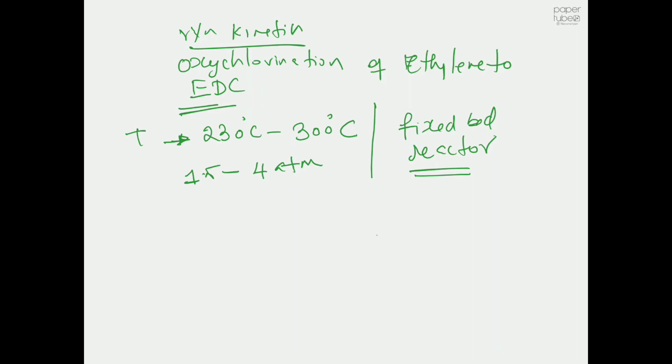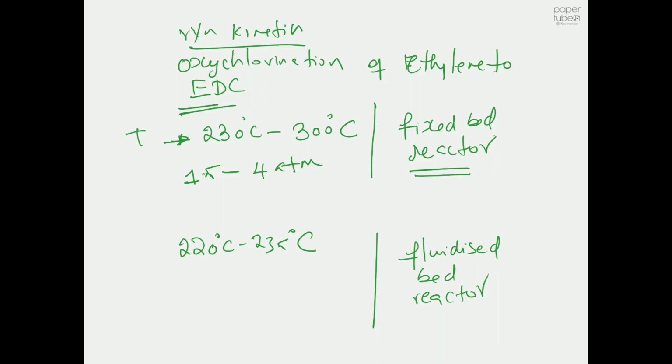And then if they perform it in a fluidized bed reactor, so if we perform the same oxychlorination reaction in the fluidized bed reactor, they perform this reaction at roughly 220 to 235 degrees centigrade, and the pressure will be somewhere around 1.5 to 5 atmospheres. So this is some information that we need.